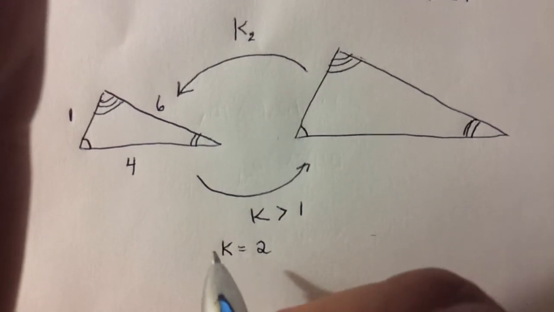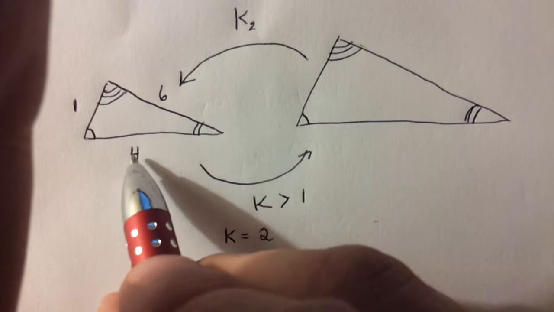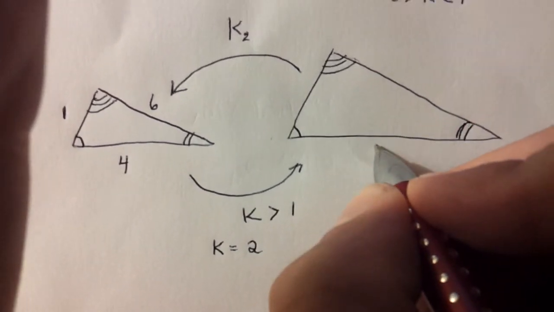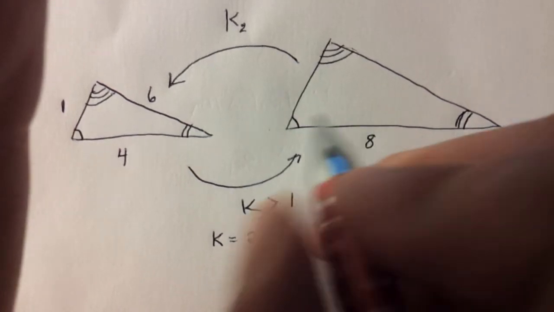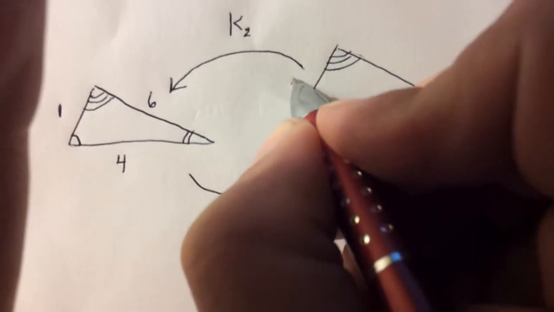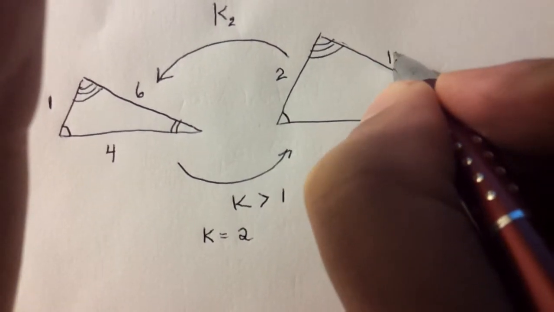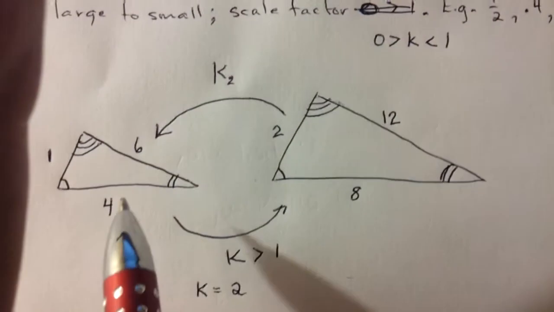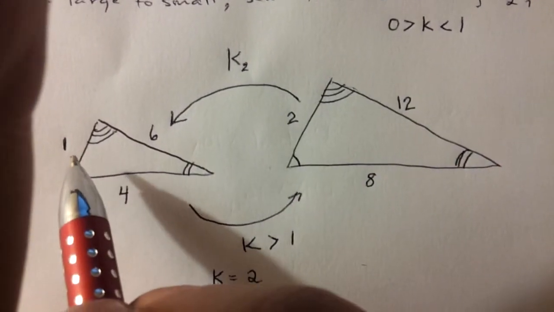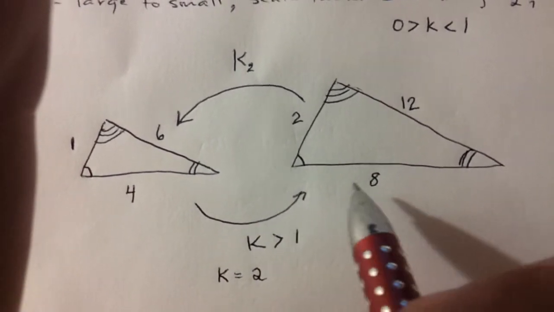What that means is that when I go in this direction, I'm going to multiply. 4 times the scale factor 2 is going to give me a measure of 8. 1 times 2 is going to give me a measure of 2. 6 times 2 will give me 12 over here. You can see that each one of the sides is twice as large as its corresponding side. So 8 is twice 4.